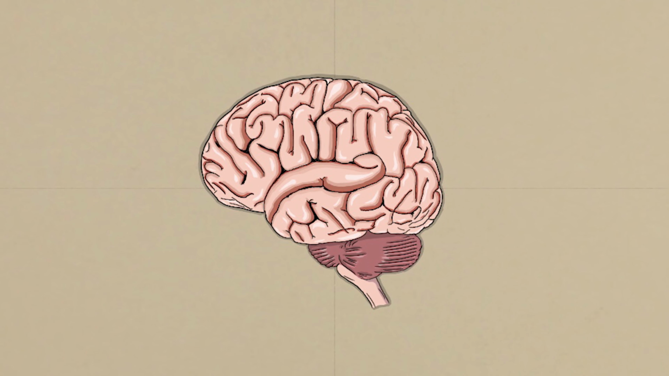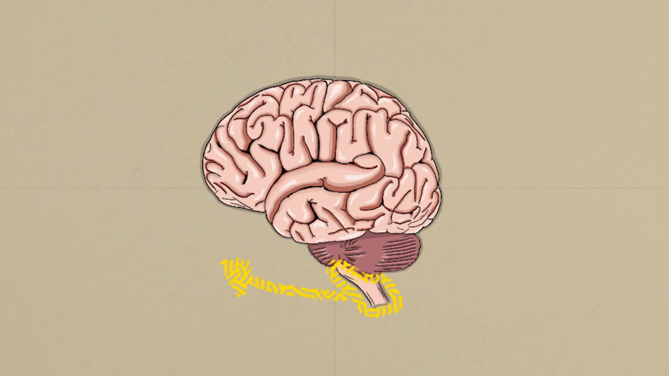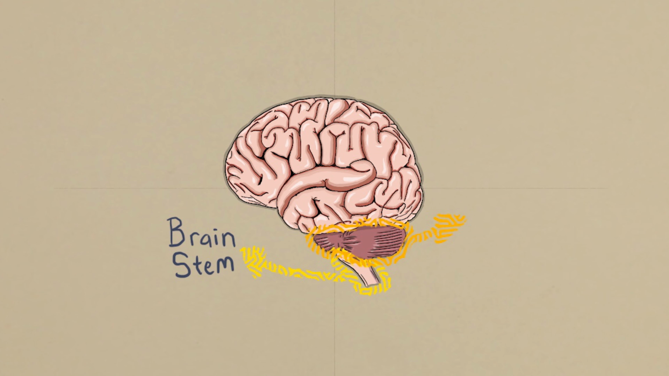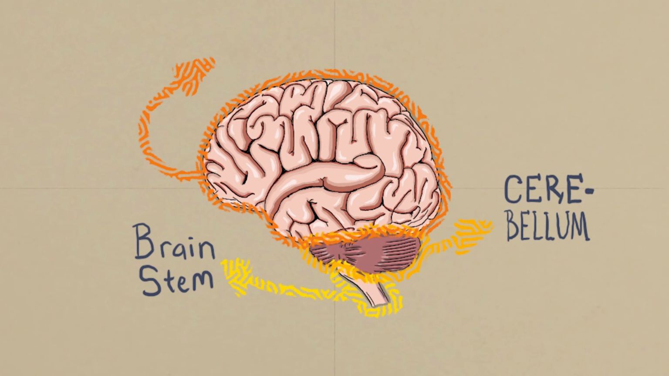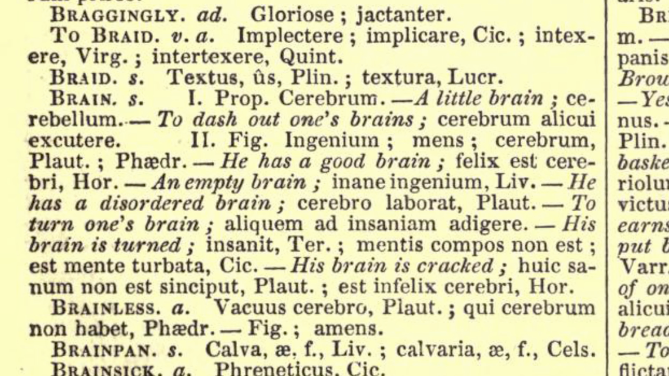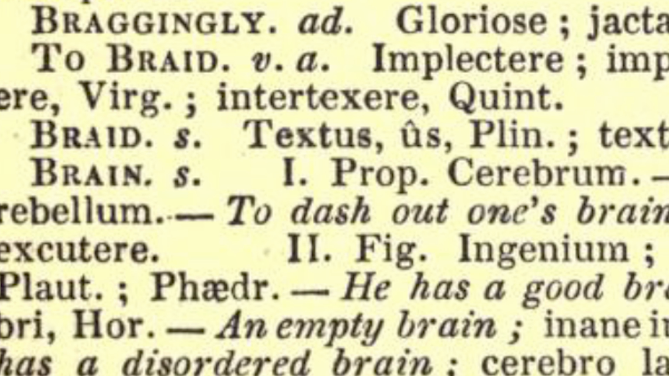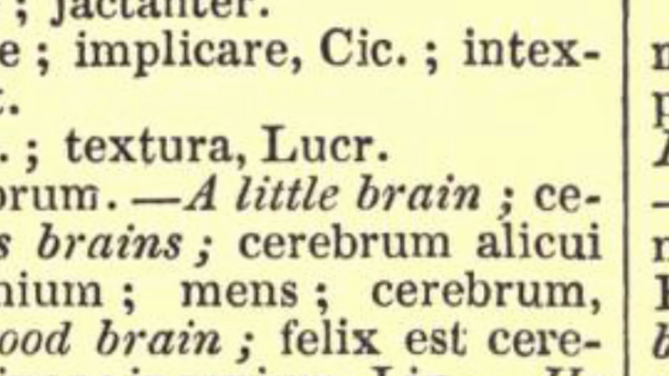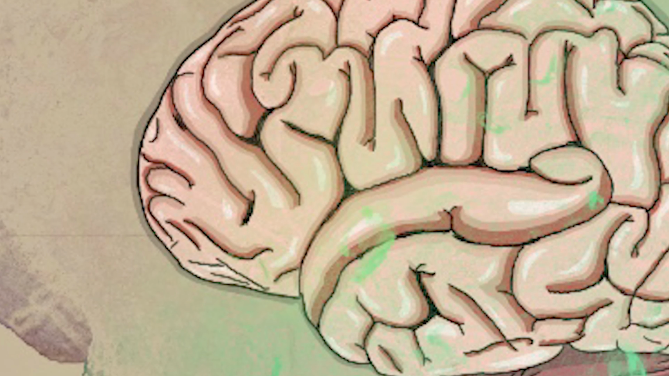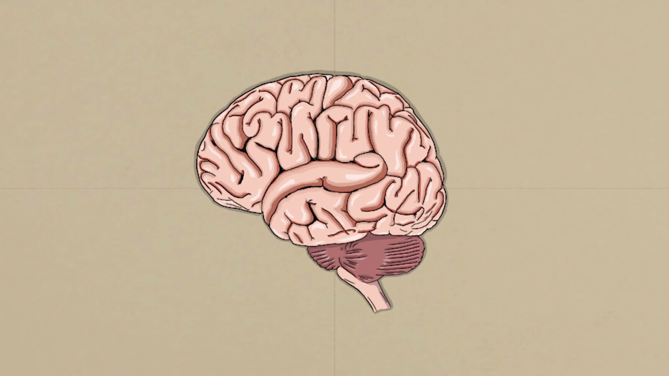This here is a left cerebral hemisphere. This part is the brainstem. This here is the cerebellum. And the big, more familiar part is the cerebrum. Cerebrum means brain in Latin, and cerebellum means little brain. Those four lobes that we will talk about today are parts of the cerebrum.